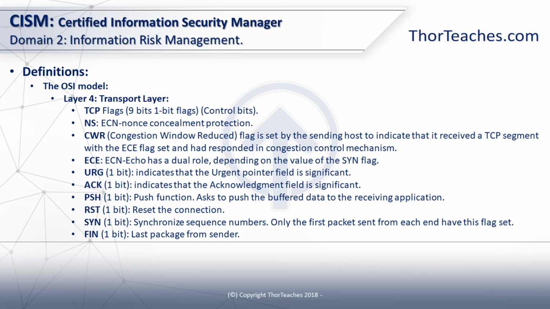TCP uses 9 different flags to give more information about the packet. These are called the control bits. We already talked about the SYN and the ACK packet. The NS flag is a nonce flag. We will cover nonces more in domain 3. It's a random number we only use once.